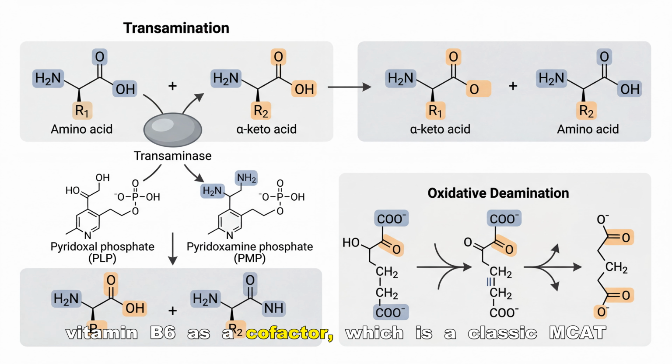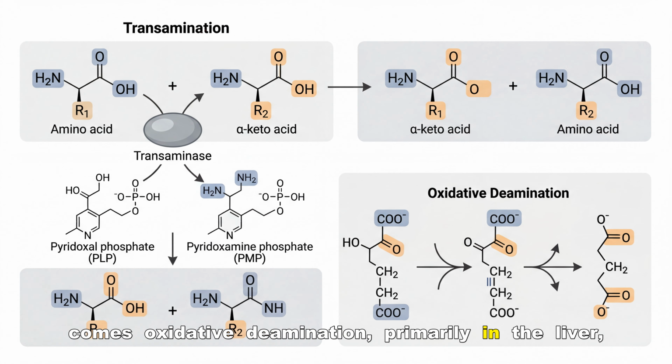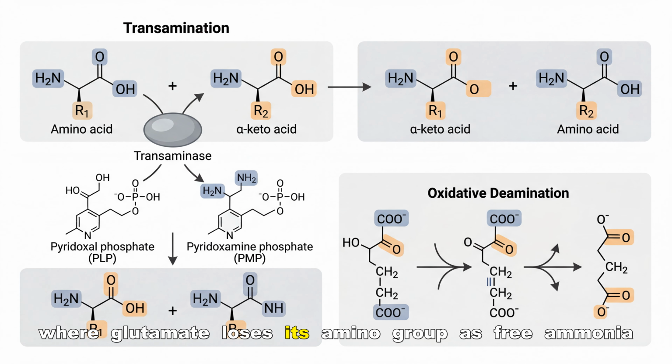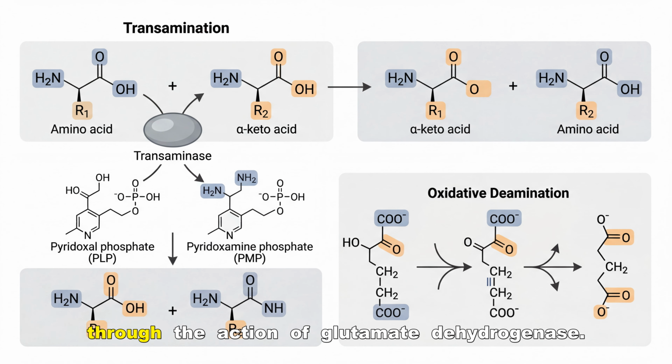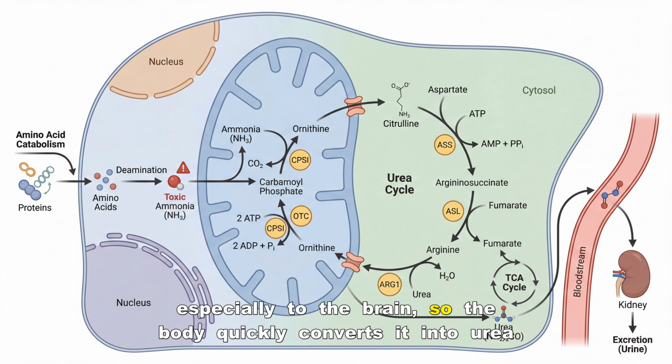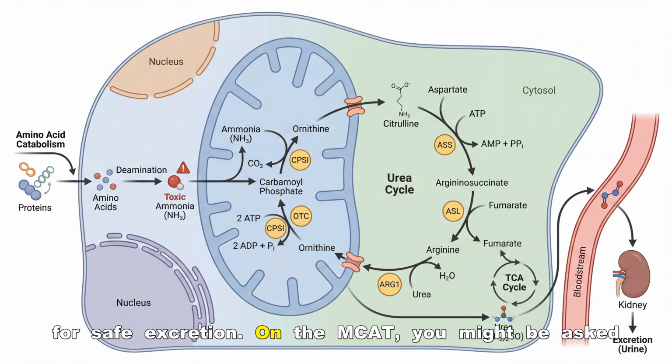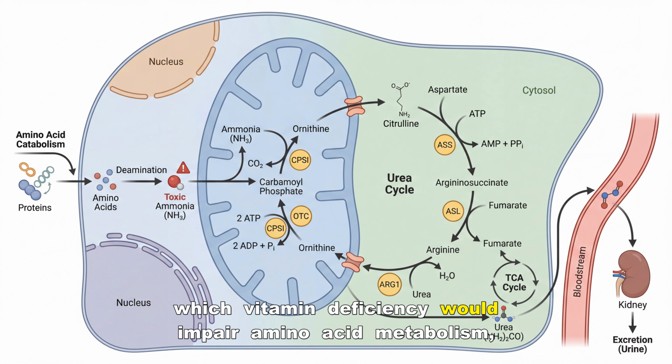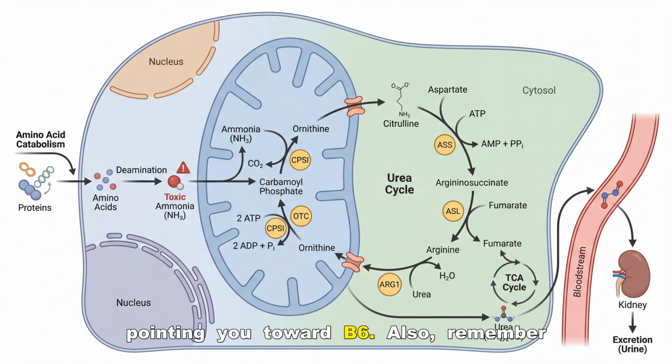Then comes oxidative deamination, primarily in the liver, where glutamate loses its amino group as free ammonia through the action of glutamate dehydrogenase. This step is important because free ammonia is toxic, especially to the brain, so the body quickly converts it into urea for safe excretion. On the MCAT, you might be asked to identify which step produces ammonia directly or which vitamin deficiency would impair amino acid metabolism, pointing you toward B6.